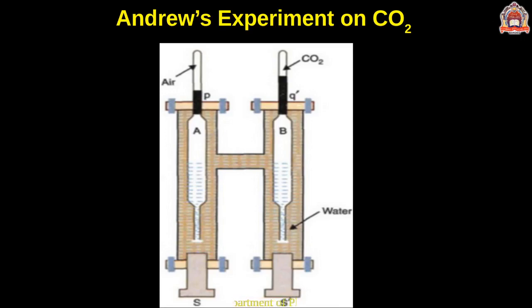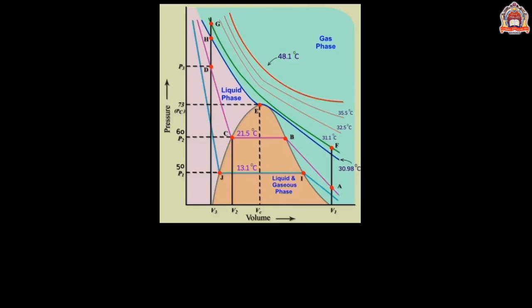For this purpose, he drew the isothermals of P versus V. On the x-axis there is the specific volume, and on the y-axis there is the pressure measured in atmospheres. Here we are considering the first isothermal curve at 31.1 degrees centigrade.